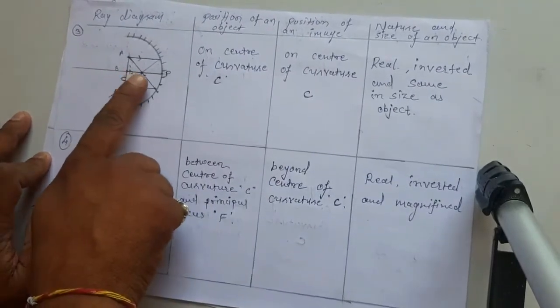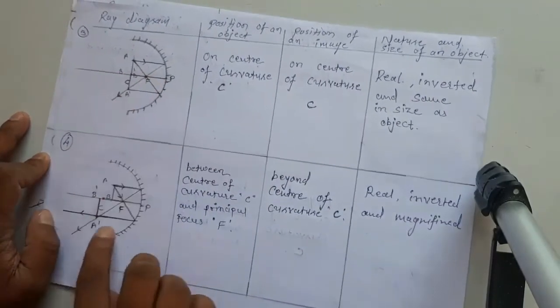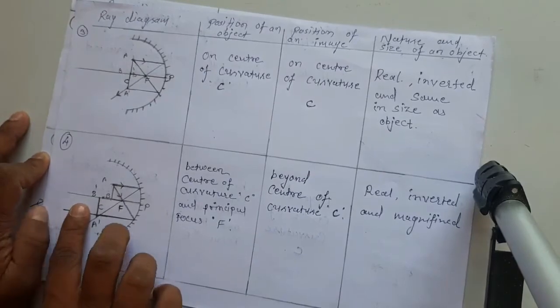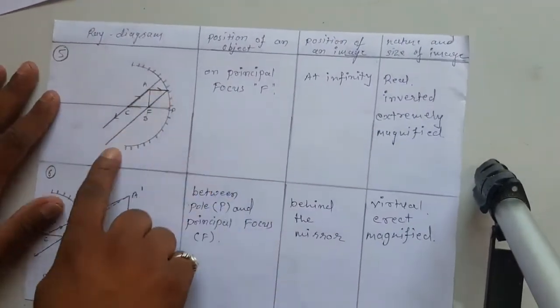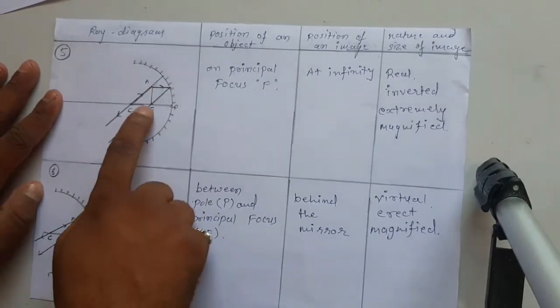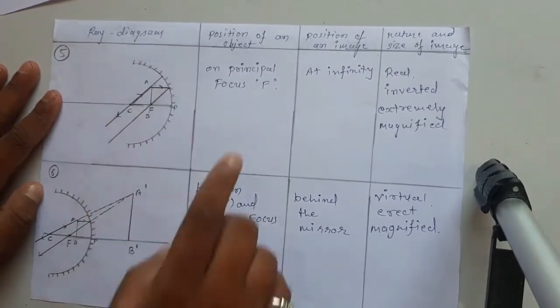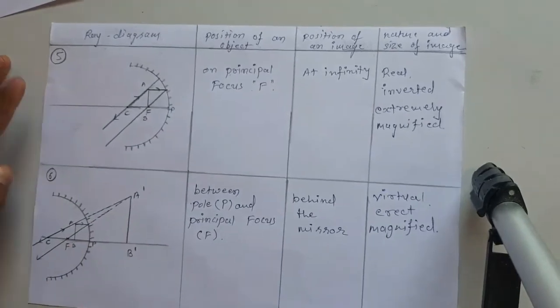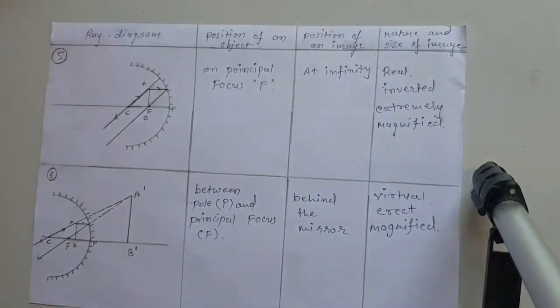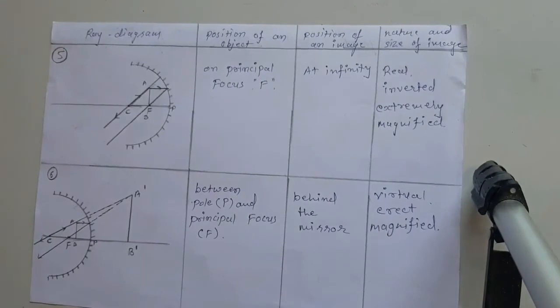It goes between C and F, right? So we will get it beyond C. When it is on F, we will get it at infinite distance. When it is between F and P, we will get it behind the mirror. Now these 6 are the image formation for concave mirror.